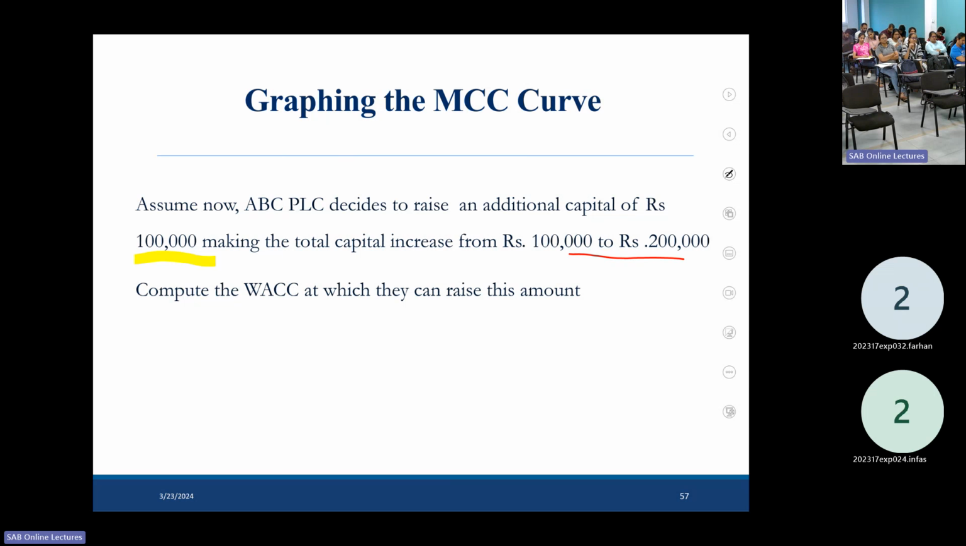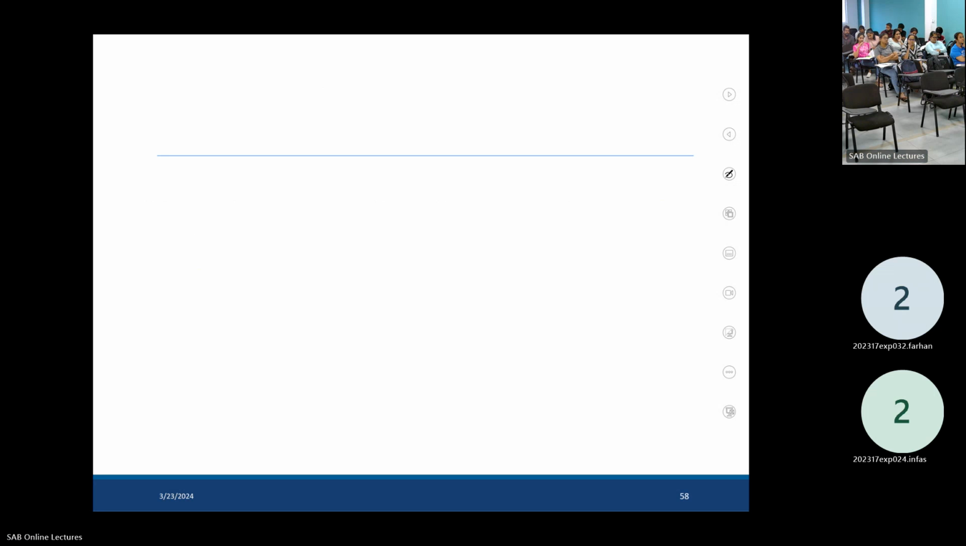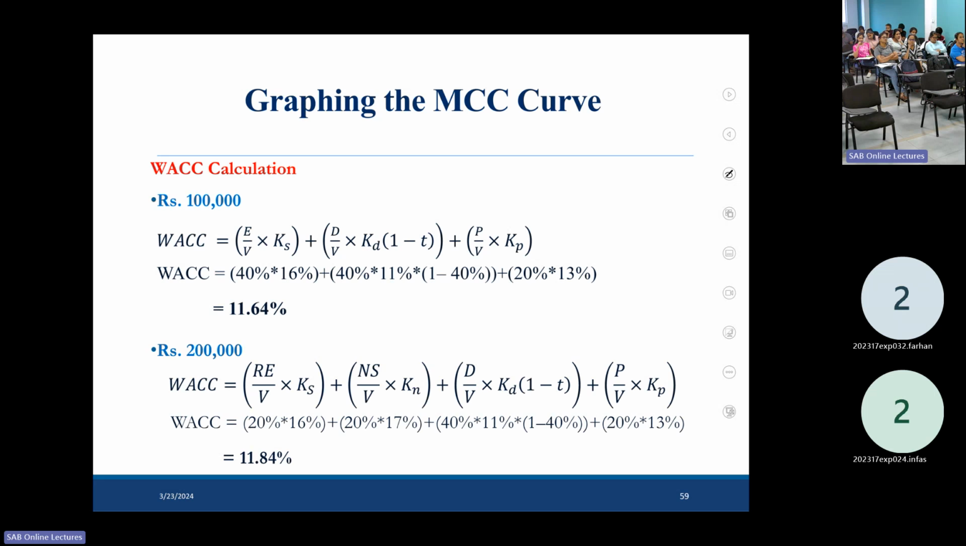You may recall the example. Existing capital structure with the 100,000, retained earnings 40,000, weights 40 on debt, 40 on equity, 20 on preference shares. So now they are raising an additional 100,000. What is the cost for this additional 100,000? You can see the example. This is the weighted average cost of capital for the first 100,000. When the total capital requirement is 100,000, your weighted average cost of capital was 11.64. You already calculated it.